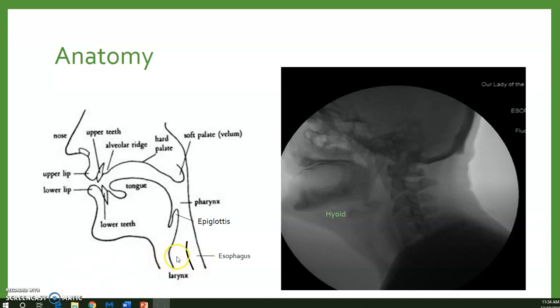If anything spills into the airway, then we're going to cough, and as our cough response, it's going to shoot everything back out into the pharynx so that we can swallow it and send it to the esophagus.